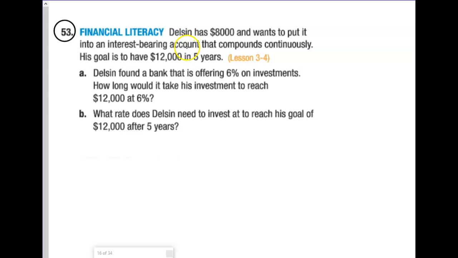So we got Delson, which, what a name. Sorry, Delson. Your parents like you to be picked on. All right, he has $8,000 and wants it to increase to $12,000 in an account. He needs it within 5 years, so cool beans. All right, so he found a bank account that offers a 6% interest rate.